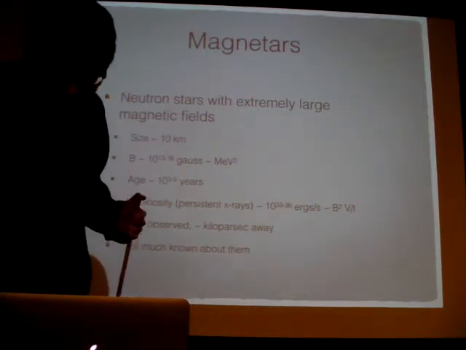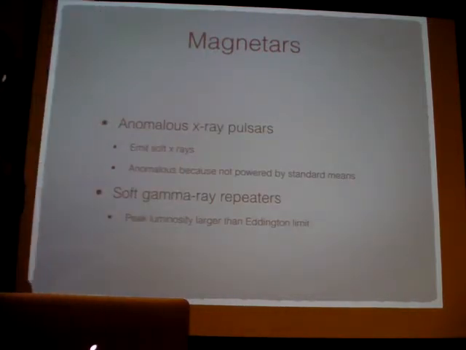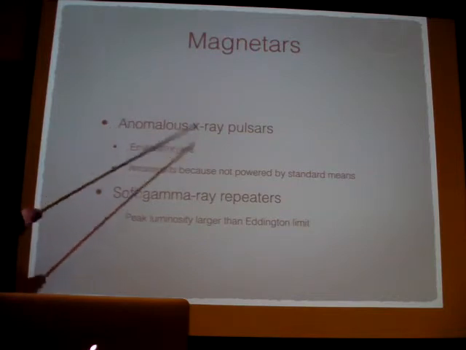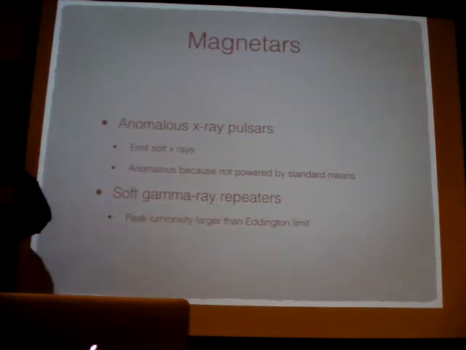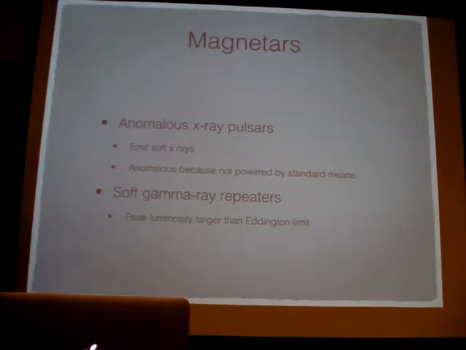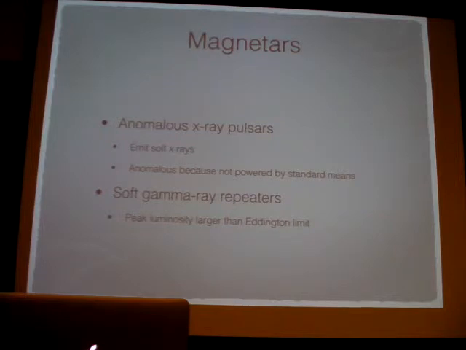Okay, so the way we saw them so far is basically as anomalous X-ray pulsars. Anomalous just means that they are X-ray pulsars that are not powered by the standard means. Standard means are the I omega squared, the angular momentum, and the other is accretion. And it's just been shown looking at them that it's not angular momentum and it's not accretion. Neither of those can account for this.